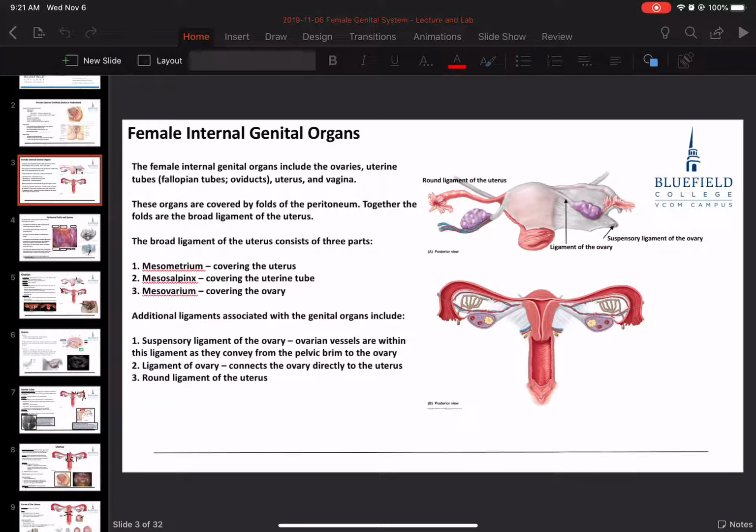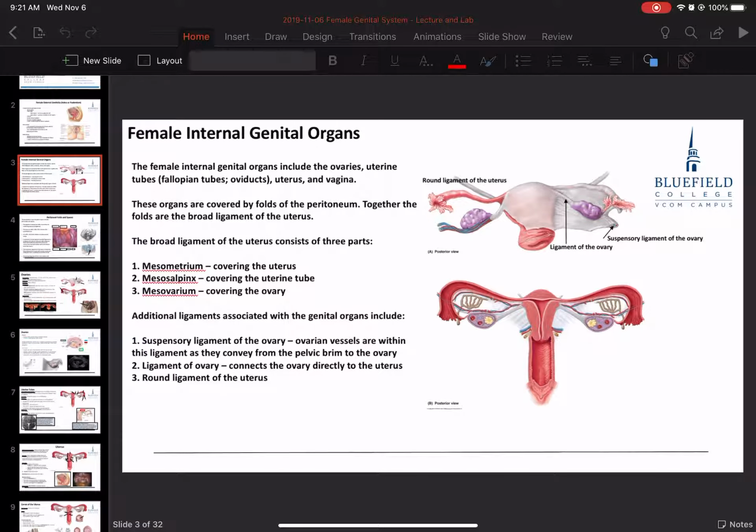And then we talk about 3 different regions of the broad ligament. The first region, the biggest region, is this area right here along the body of the uterus. This is called the mesometrium. So remember when we were talking about the GI tract, we had the transverse colon that was attached to the posterior abdominal wall by a mesocolon. The sigmoid colon was attached to the posterior abdominal wall by a sigmoid mesocolon. So this is kind of the same way that terminology works.